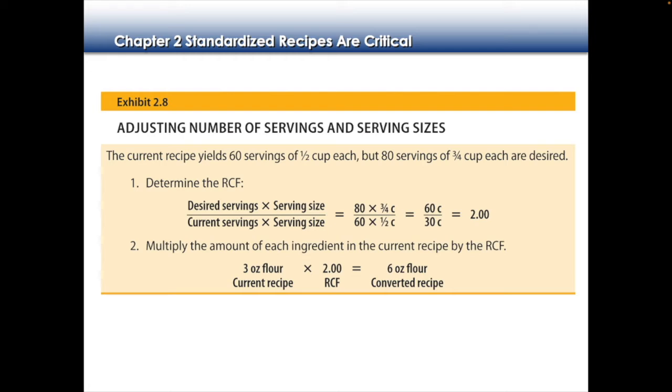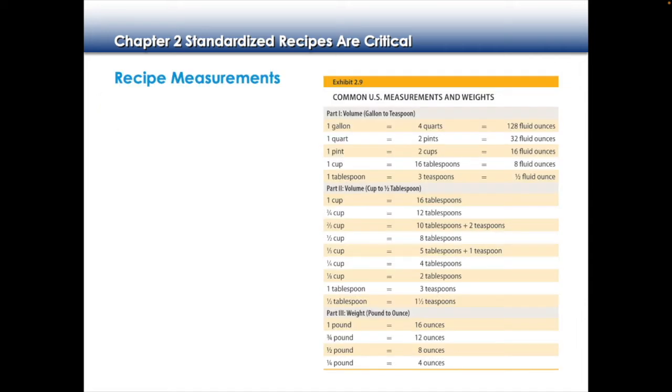In this case, we're going to do the same thing. We're going to take our desired servings times our serving size divided by our current servings times our serving size. So in this case, we have 80 servings times 3/4 of a cup, which is going to give us 60 cups. Divide that by 60 servings, which is our old, times a half cup. That's going to give us 30 cups, which gives us a recipe conversion factor of 2. We multiply that times the current recipe amounts, 3 ounces of flour times 2, gives us 6 ounces of flour for the converted recipe. So hopefully this is something that's familiar to everyone.